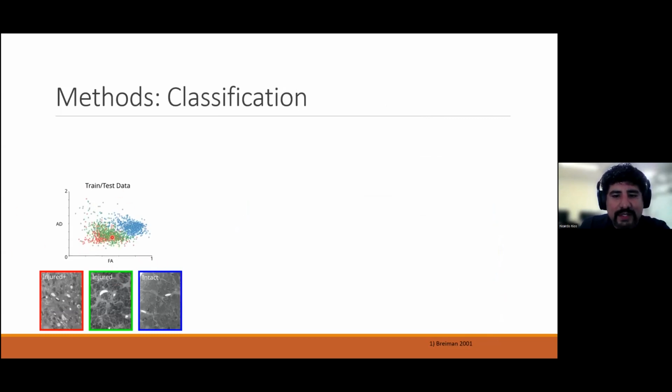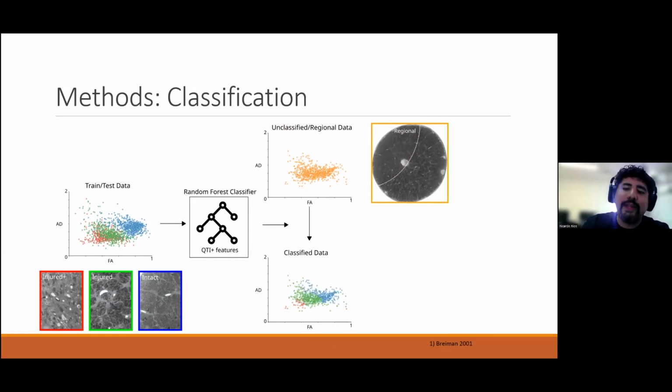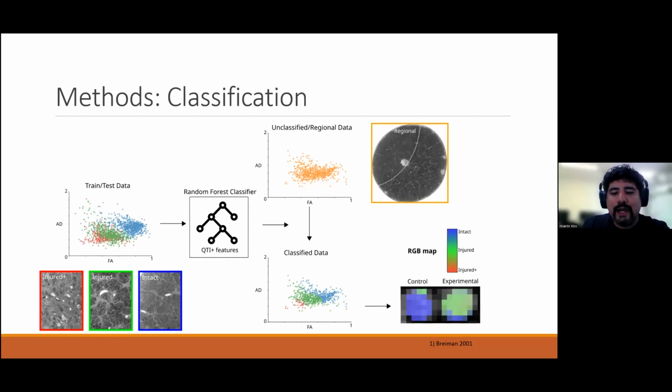Each dot here represents a voxel in the data of the optic nerve in 2 dimensions, just for the visualization. This is our trained test data. This is a representation from the regional data, the problem that we actually want to solve. Specifically, we train a random forest algorithm using the QTI+ extracted features and predict the regional data into probabilities to belong to each one of the homogeneous classes. We combine those probabilities back in an RGB map and then project it back to the MRI space image.